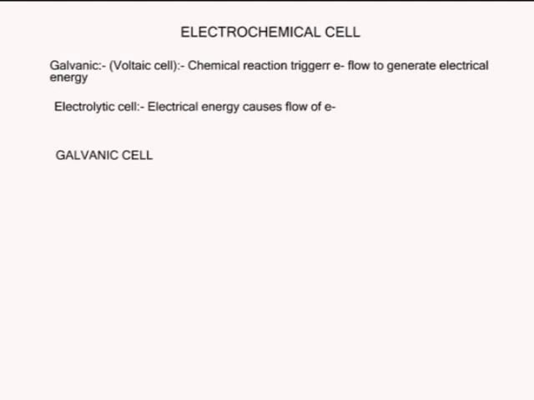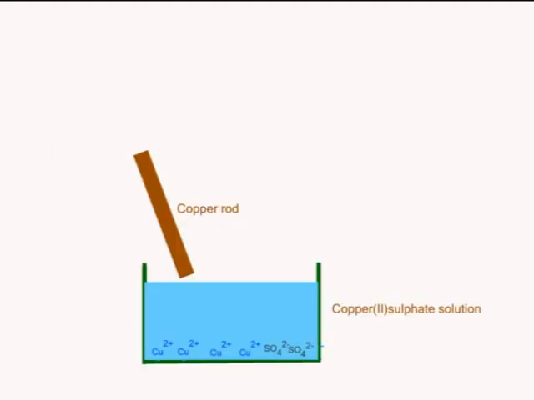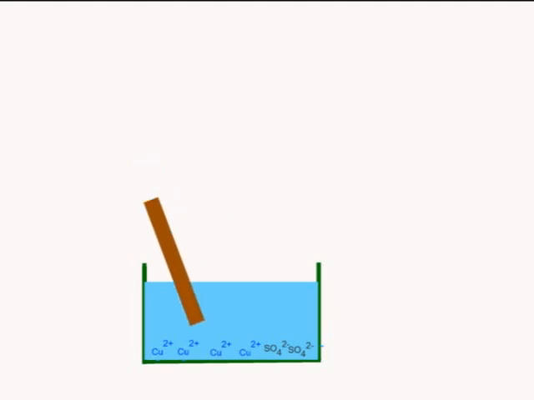Now, before we delve deeper into the galvanic and electrolytic cells, let's look at something we call electrode potential. When a metal rod is dipped into a solution of its own ions, some atoms of the metal will dissolve as positive ions, leaving behind electrons which will build up on the metal surface. For example, if I have a copper rod and dip it into a solution of copper(II) sulfate, some copper ions will dissolve into the solution and the electrons will be left on the copper surface.